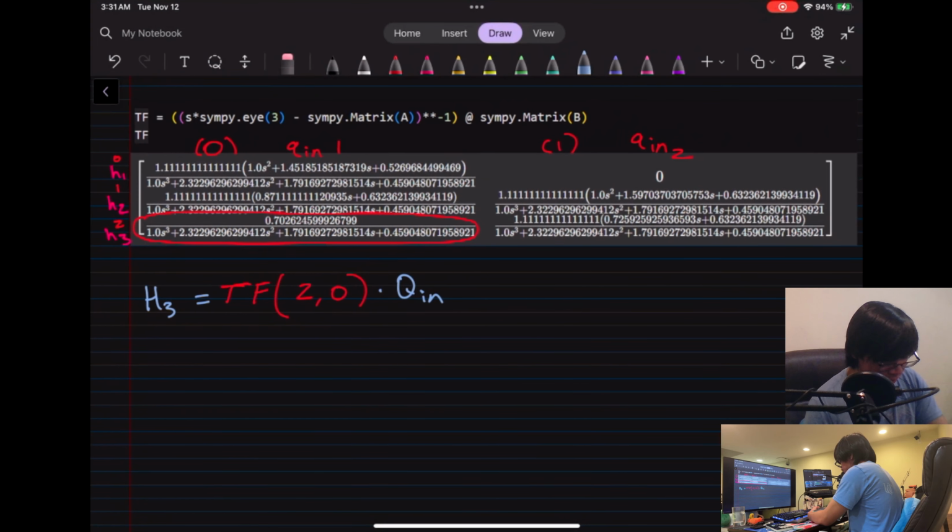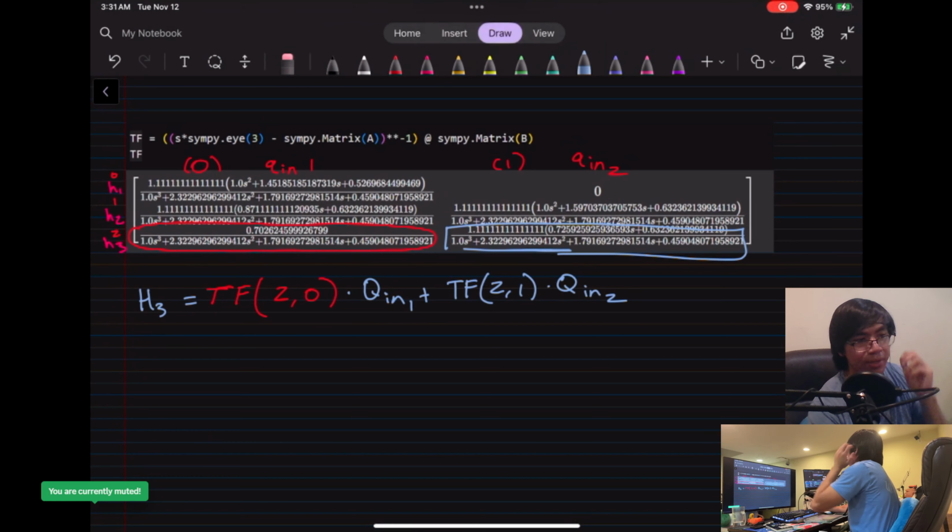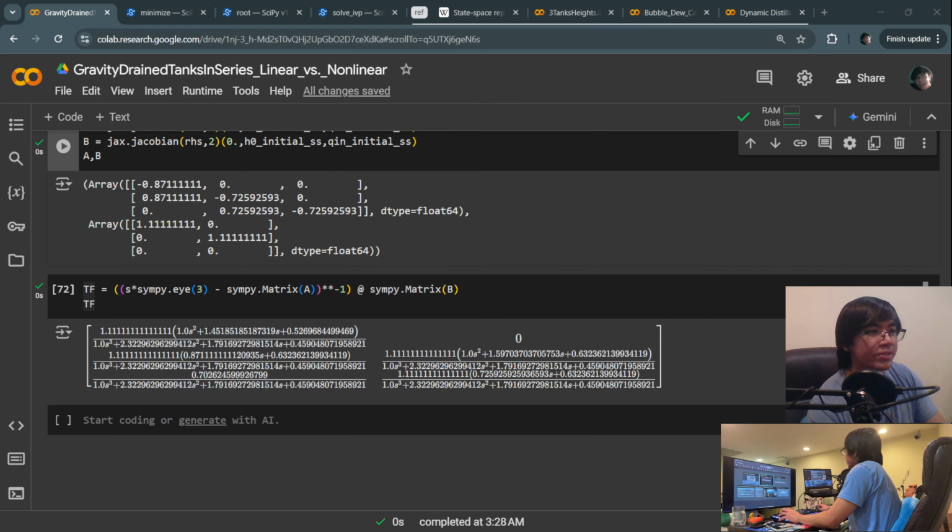And if you also wanted to see the influence of the 2nd inlet flow, you do the same thing. Make sure you index at the correct one. So it'd be this transfer function instead, so that would be a 2, 1 times the inlet flow of 2. That's how you would monitor the effects of each inlet flow on the height, and you'd add them together to get both of their influences on the height. So that was pretty quick, but I just wanted to make extremely sure that was the case.